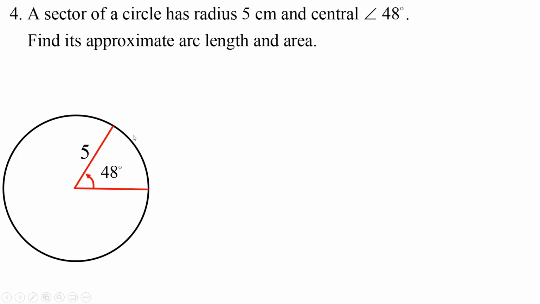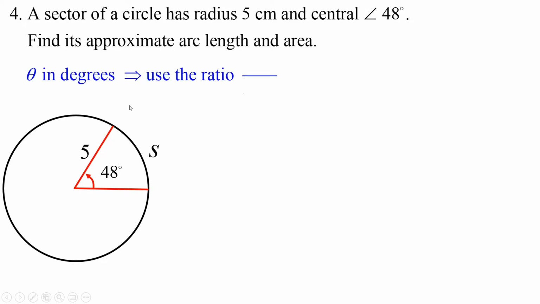Now, we need to find the approximate arc length, and we use an S for the arc length of a circle. And then after that, we will find the area, for which we will use a K for area, by the way. All right, so when theta is in degrees, I take a simple fraction of my total circumference of the circle.